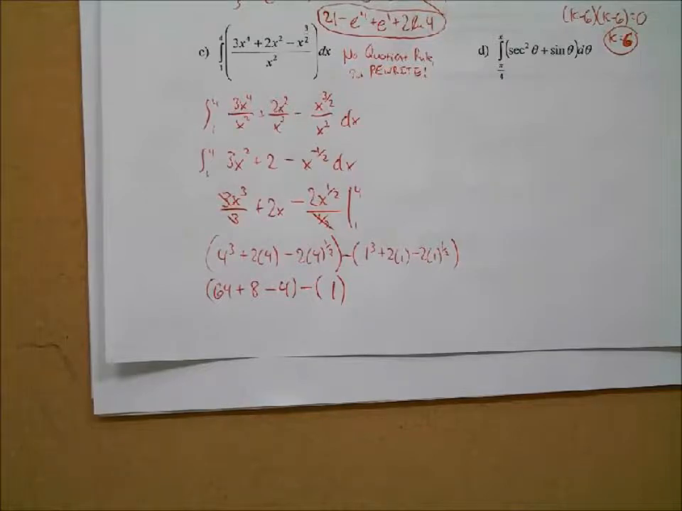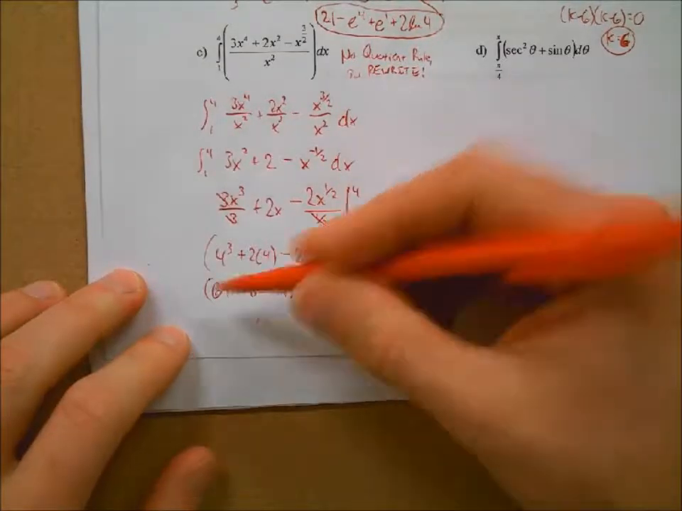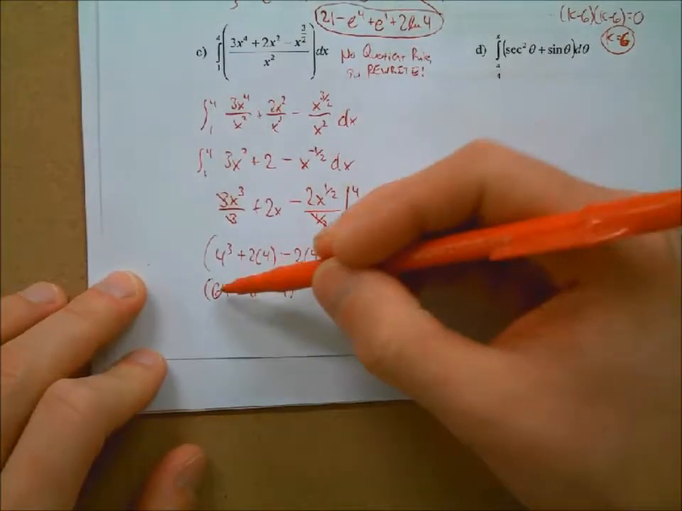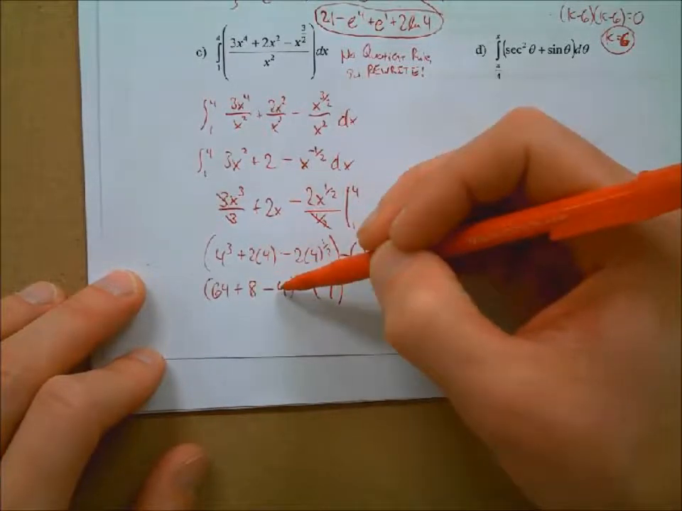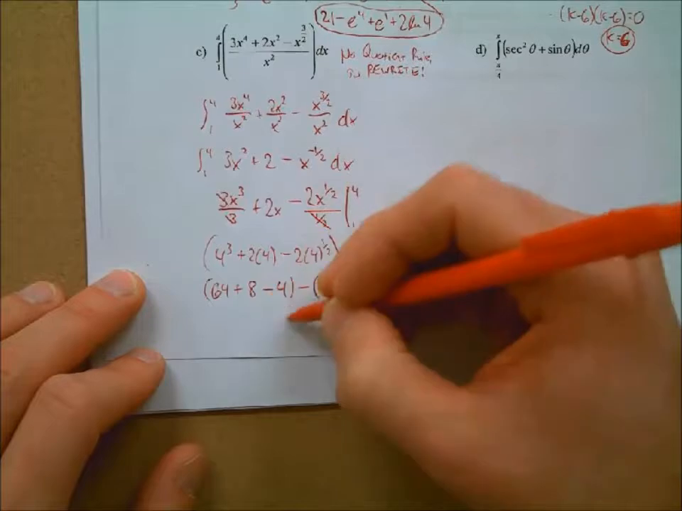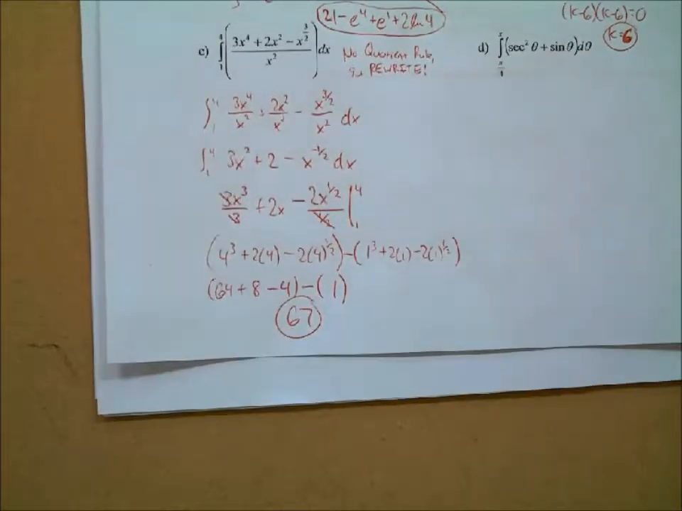Okay. And then follow your order of operations here, right? So 64 plus 8, right? 72. Minus 4 is 68. Minus 1, 67. You have just addition and subtraction. You evaluate from left to right. Left to right. All right.